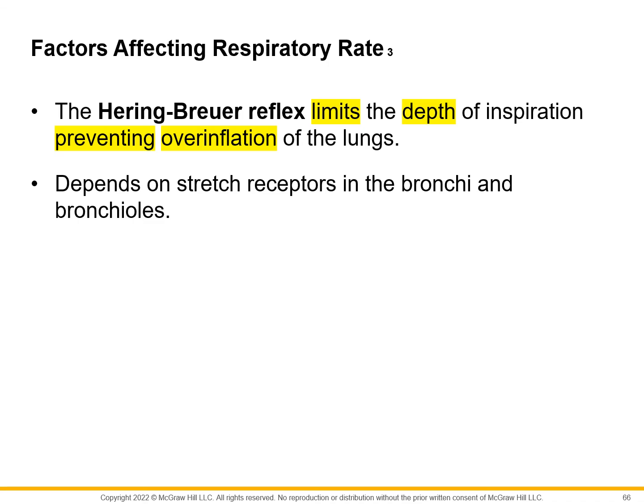Next, we have what is known as the Hering-Breuer reflex. So the Hering-Breuer reflex would limit the depth of inhalation, preventing the overinflation of the lungs. So yung dahilan daw po kung bakit hindi sumusobra yung pag-inflate ng lungs natin. Yung dahilan daw po kung bakit hindi palaging sobrang lalim ng paghinga natin ay dahil sa Hering-Breuer reflex. Again, this would limit the depth or yung lalim ng paghinga natin and also prevent yung overinflation or sobrang pag-expand ng ating lungs. Again, that is because of the Hering-Breuer reflex.